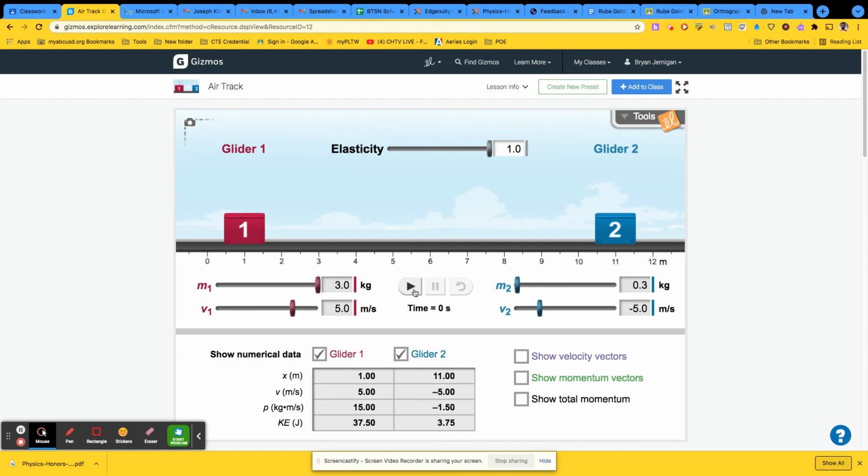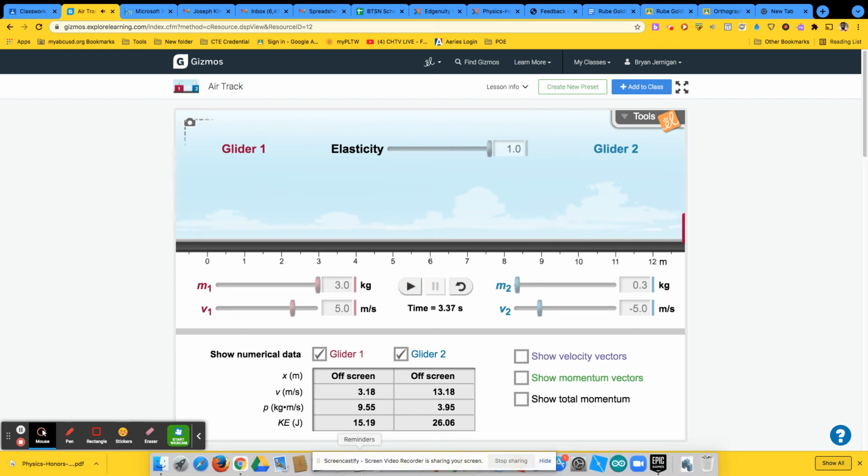Okay, let's see what happens to these objects. Were you correct? Object 1 slowed down, object 2 sped up. The total kinetic energy remained constant.